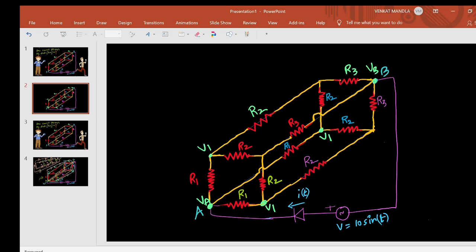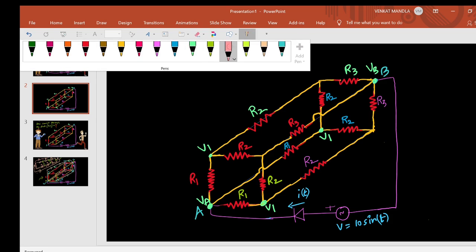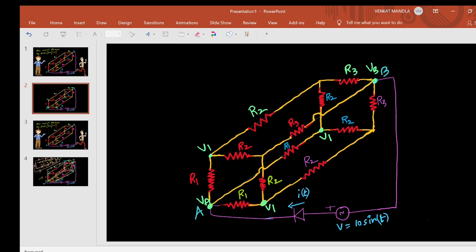Next, after R2 we have V2 everywhere. After R2 we have V2, here also V2, here also after R2 we have V2. Next, after R3 we have VB, this is also after R3 VB. Right. Now distribute the current.